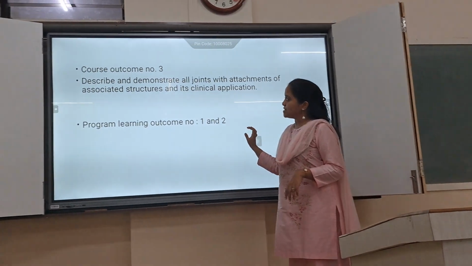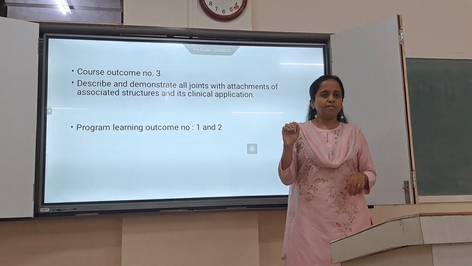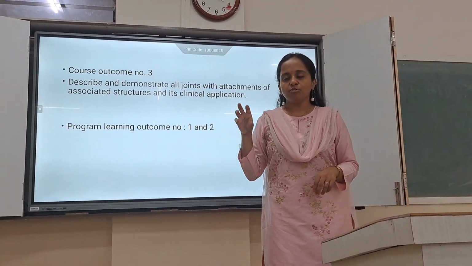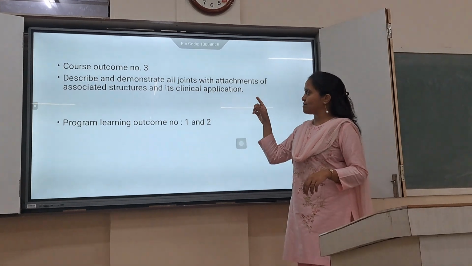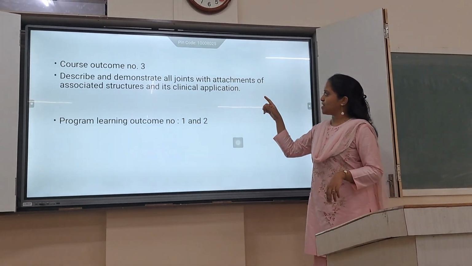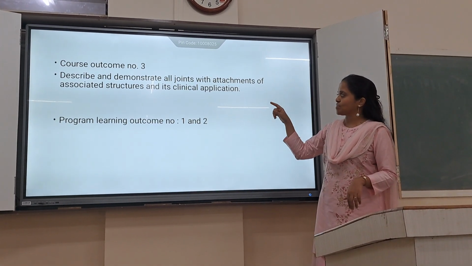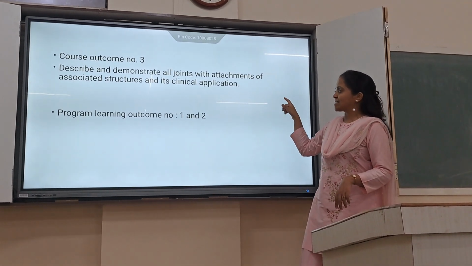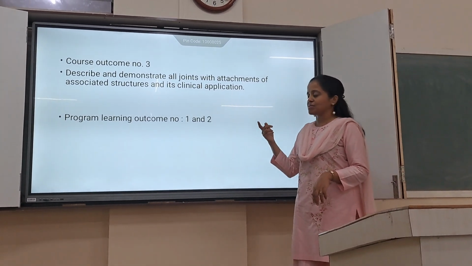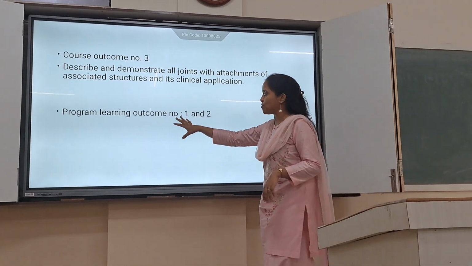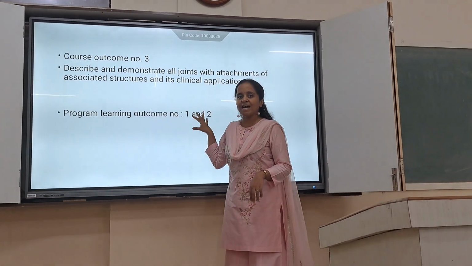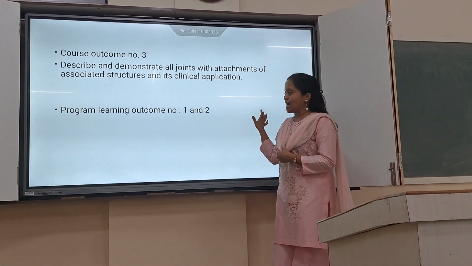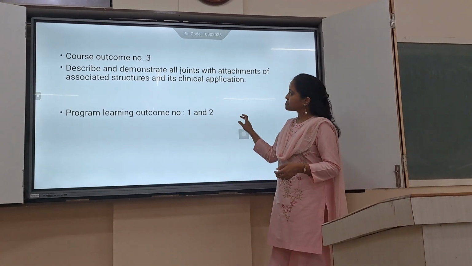So we will move on. The course outcome which will be achieved in this particular topic is course outcome number 3, which says describe and demonstrate all joints with attachments of associated structures and its clinical application. Through this course outcome, it will be aligned to program learning outcome number 1 and 2, which is mentioned in the syllabus as per the NCERT.